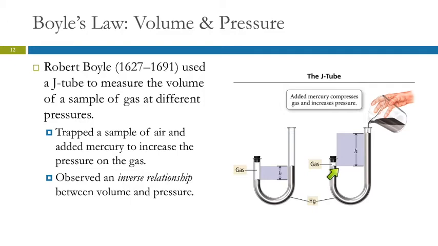Then he could measure the volume of this gas. And so he could look at the relationship between the volume of the gas trapped in here and the pressure. And what he observed is that there was an inverse relationship. When the pressure is higher, the volume is smaller, and vice versa.